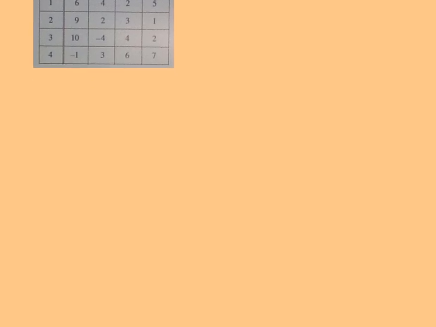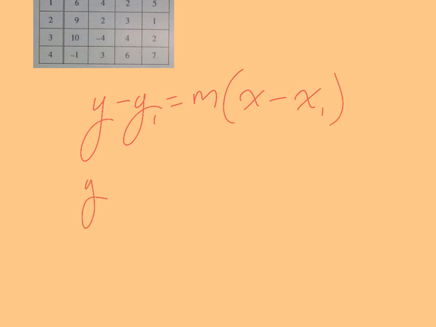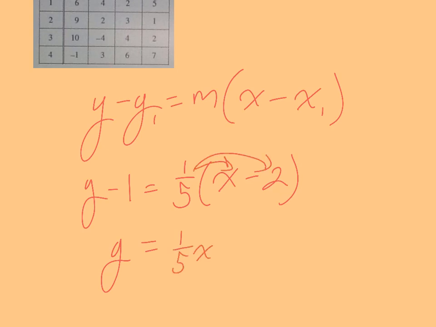So my point slope formula: y minus y1 equals slope times x minus x1. And I have 1. There's my 1/5. And here's my 2. So that's what we have there. That is good enough. You can rearrange it if you want. We could go y equals 1/5 x. I've distributed this through. This becomes negative 2/5, but then I'm going to add a 5/5, so that becomes 3/5.